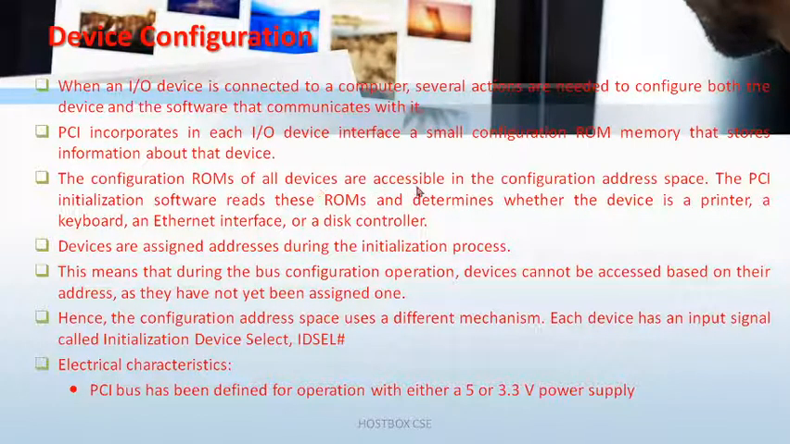Here the configuration of all devices is accessible in the configuration address space only. For example, an Ethernet interface, whenever you want to connect to the internet or any other network, we need the support of an Ethernet interface, or a disk controller, if you want to connect a CD or a floppy disk or anything. Here devices are assigned addresses during the initialization process only. This means that during the bus configuration operation, devices cannot be accessed based on their address, as they have not been assigned one. Hence, the configuration address space uses a different mechanism. Remember, each device has an input signal called Initialization Device Select, IDSEL, and it also follows some electrical characteristics.